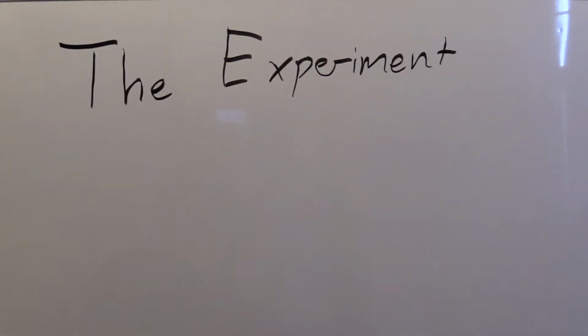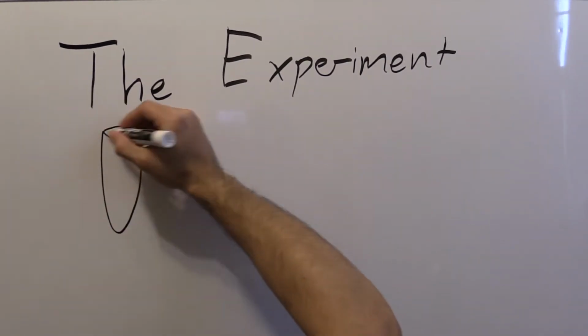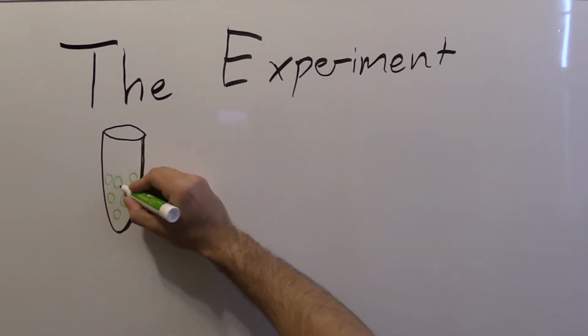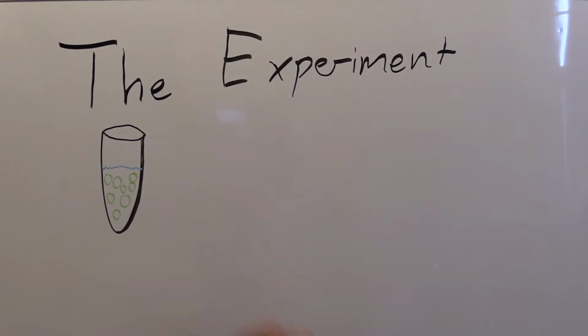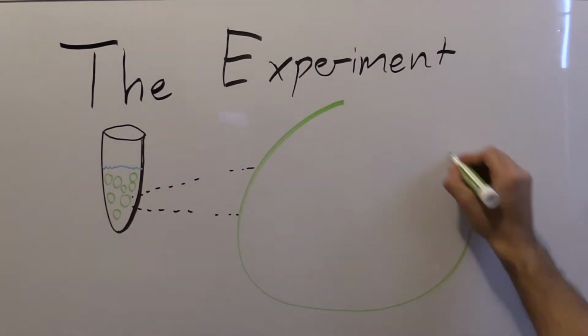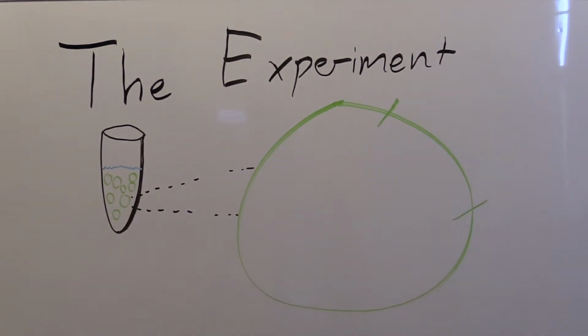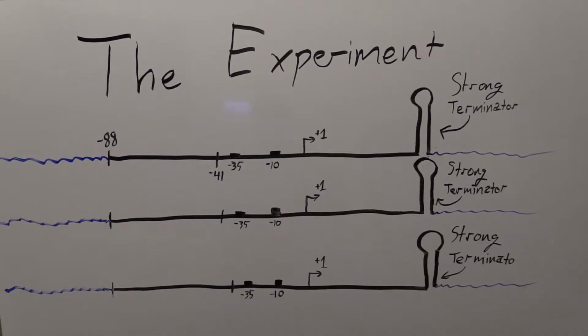The experiment. Really, it's an in vitro assay. The first thing they did is they had a vector, or a plasmid if you prefer, and they would insert a promoter with or without an up element and see how transcription varied. So this is the experimental setup. There are 3 things they're testing.